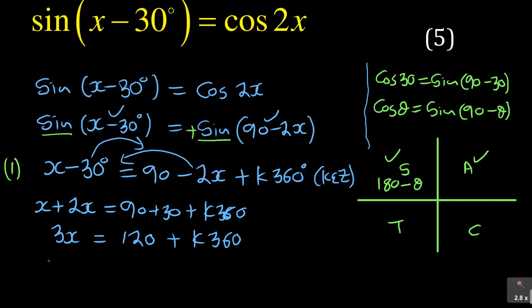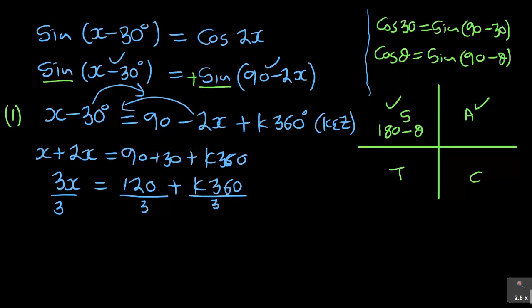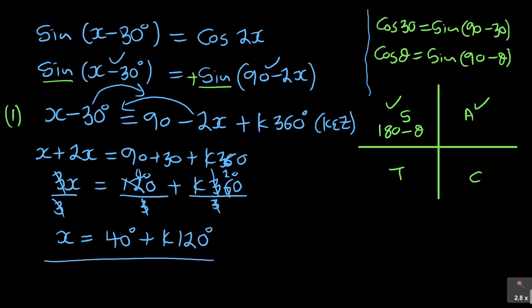Then we have to divide each and every item by 3. Even the k 360 you divide by 3. So it's very important, don't forget that, you divide by 3. So when you do that, you have x is equal to 40 degrees plus k, and if you divide 360 by 3 there, it's 120, so plus k 120 degrees. That is the first general solution.